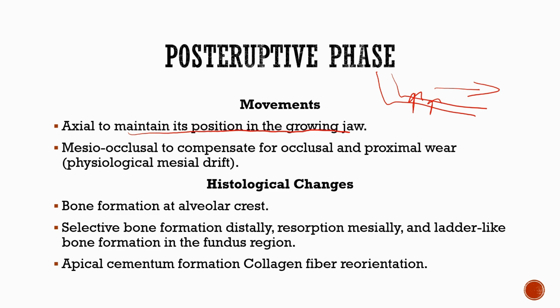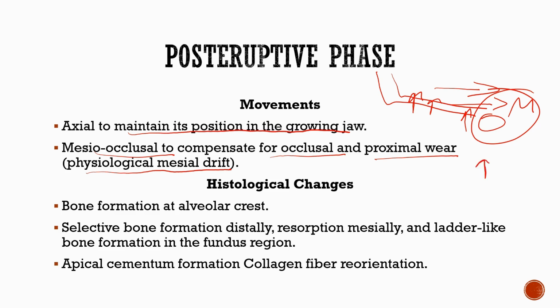Mesioocclusal to compensate for occlusal and proximal wear. Physiological mesial drift. What does that mean? It means that there is mesioocclusal development of the mandible bone or the jaw. So, to compensate for the occlusal and proximal wear, there is a physiological mesial drift, which causes the tooth to move along the jaw in the direction of upward and mesial.